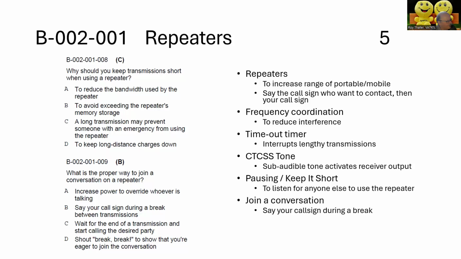Why should you keep transmissions short when using a repeater? So the answer here is C. A long transmission may prevent someone with an emergency from using the repeater. What is the proper way to join a conversation on a repeater? And B is to say your call sign during a break between the transmissions. D is not the correct answer, to shout break, break. If you're eager to join the conversation, you should wait for a break and then call in.